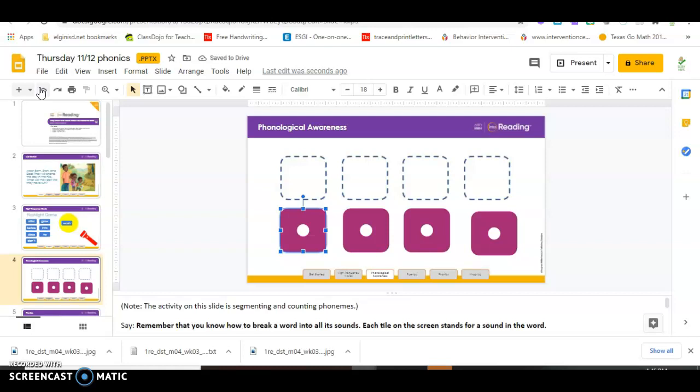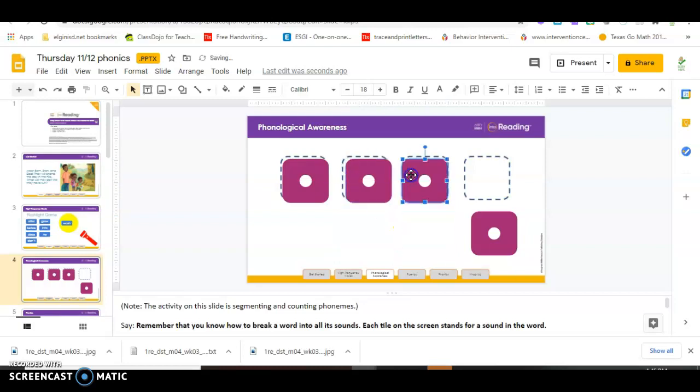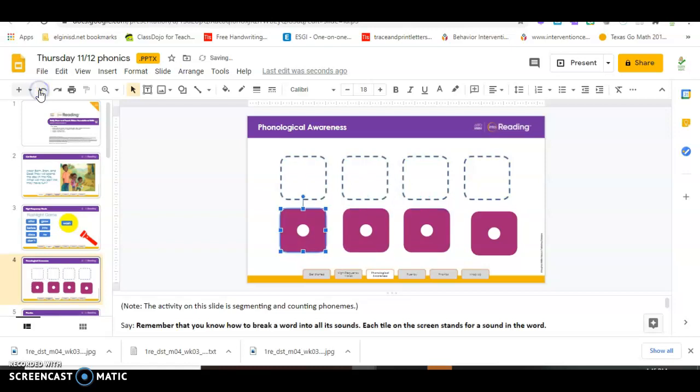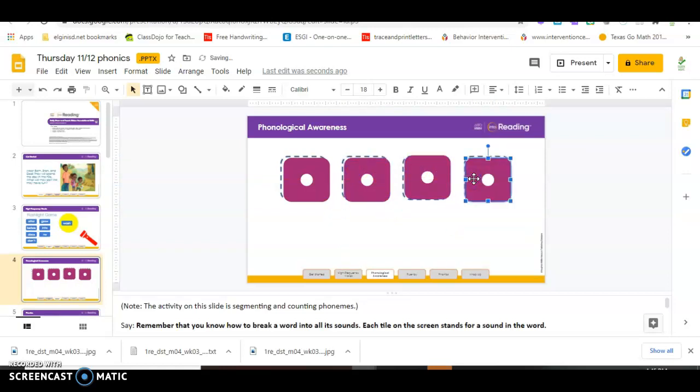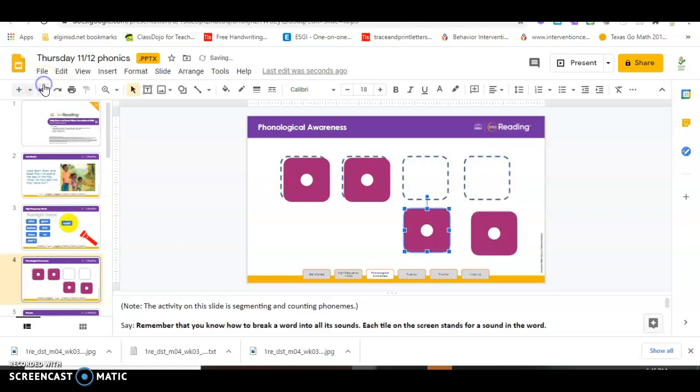How many sounds does sun have? S, u, n. 3. Sun has 3 sounds. And the next word is spin. S, p, i, n. How many sounds does spin have? 4. You should be holding up 4 fingers. Good job.